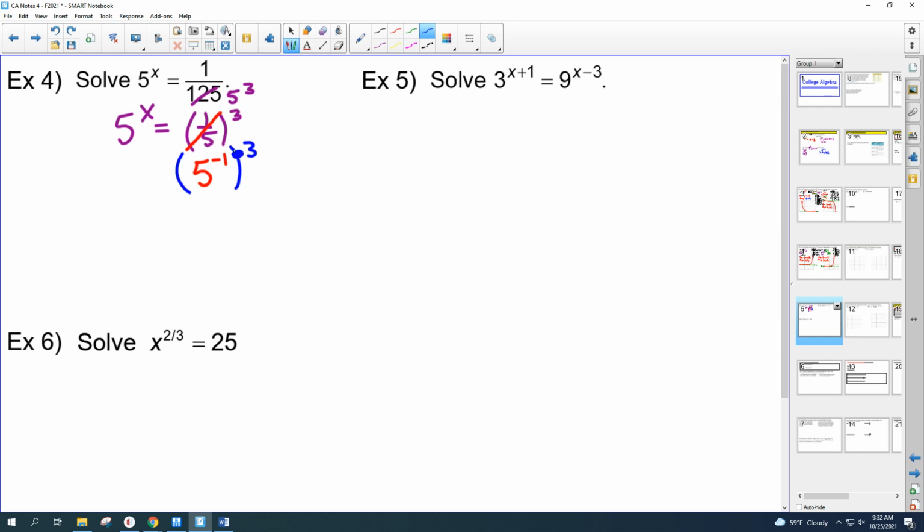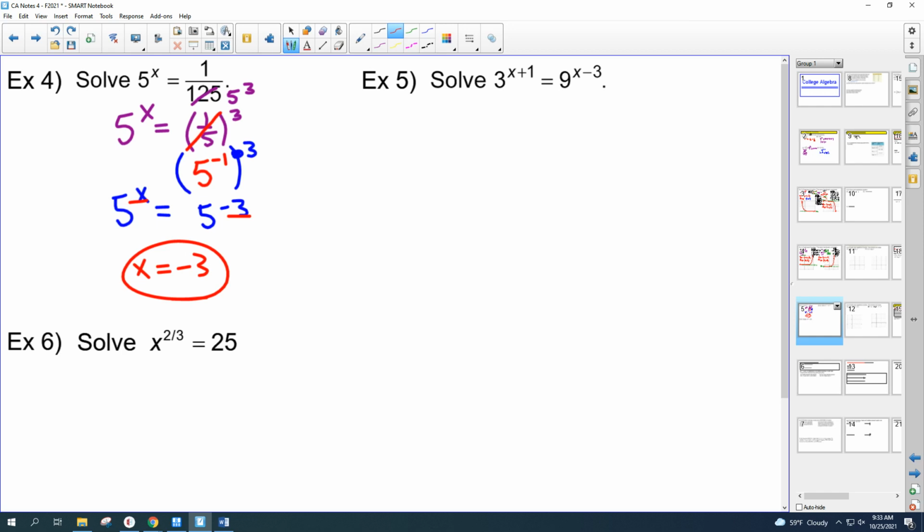Well, we know about exponent properties. That's going to just multiply those two exponents. That's 5 to the -3rd. So bringing this down, 5 to the x equals 5 to the -3rd. At this point, it should be obvious what's going to happen. You just look at your exponents. This exponent has to equal this exponent. That's your answer. x equals -3.